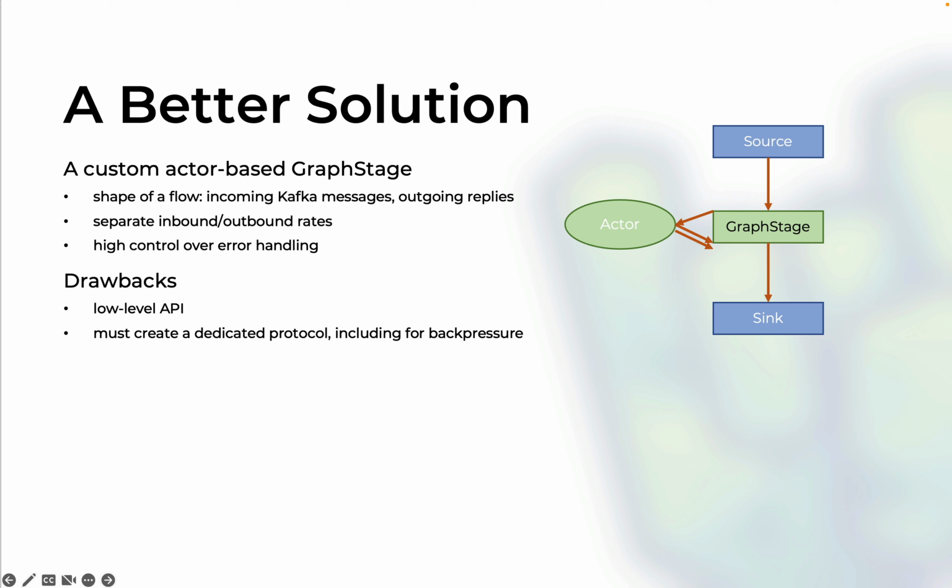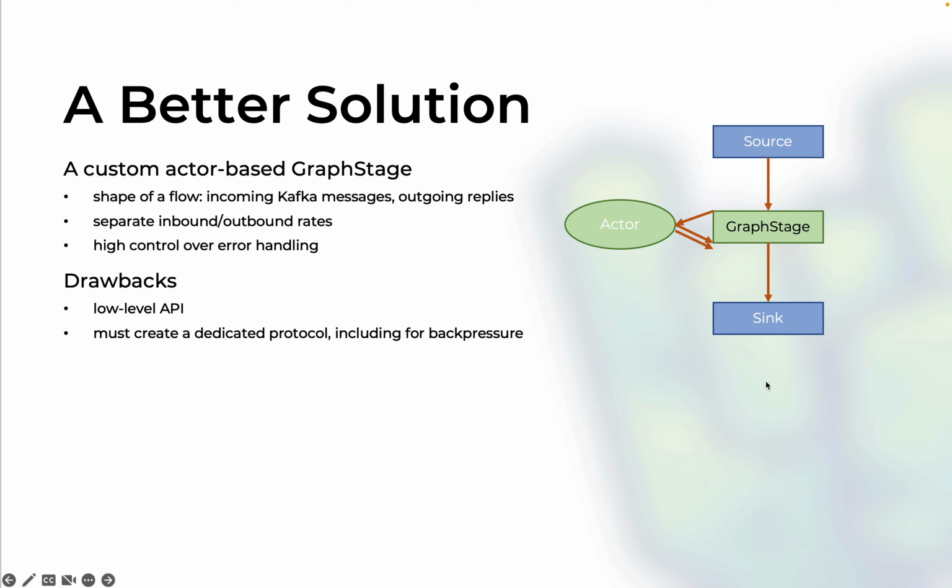Because this actor is completely separate, we can invent our own protocol and make the actor send as many or as few replies or messages as we like. Obviously, there is a trade-off: the GraphStage API is extremely powerful, high control, but a low-level and high-labor API, which I also teach in my Akka Streams course in the advanced section if you're interested. And we also must create a dedicated protocol for back pressure and the communication with the other stream components.